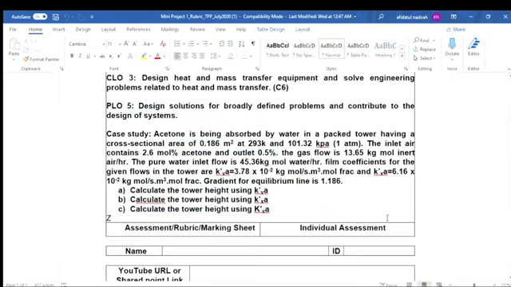So that is the end of the question, where we have calculated the tower height using K prime YA, K prime SA, and K capital YA. That is the method and the way to calculate the height of the packed tower column. It is a bit difficult, but if we practice more, we can easily tackle the question.